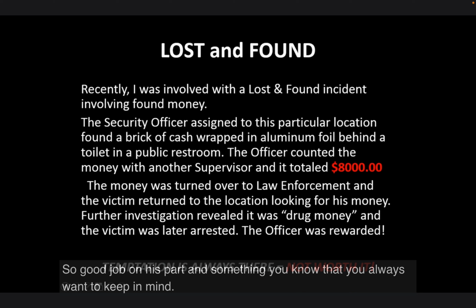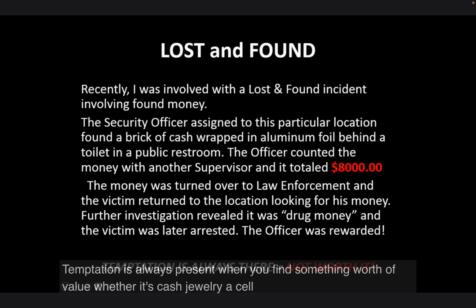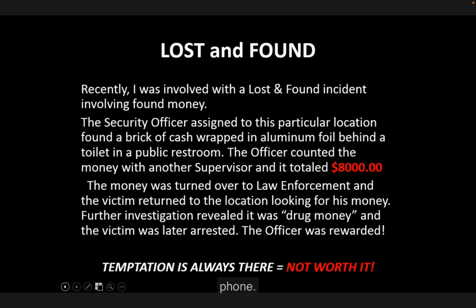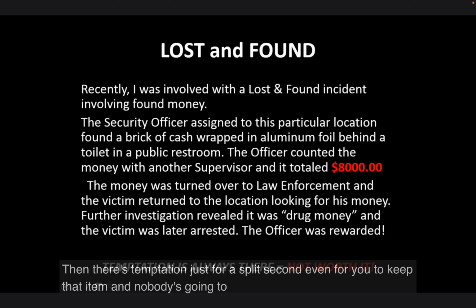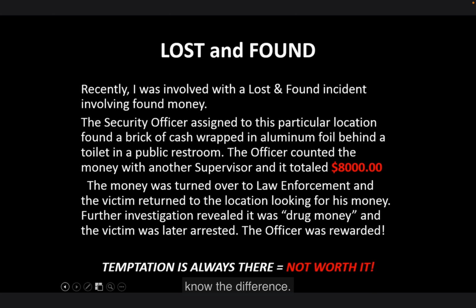And something that you always want to keep in mind: temptation is always present when you find something of value, whether it's cash, jewelry, a cell phone. It never fails that there's temptation just for a split second, even for you, to keep that item, and nobody's going to know the difference. It's not worth it. It's not worth your integrity. It's not worth your reputation, and it's not worth your career.